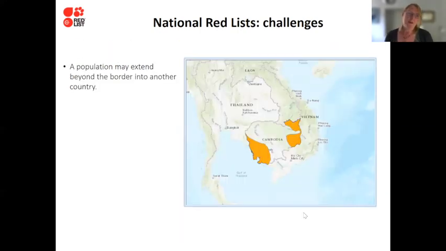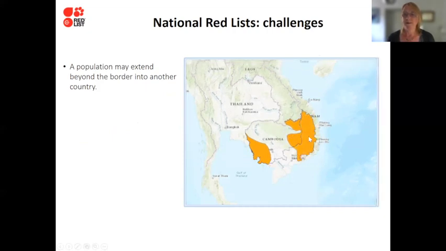So you may have a population occurring in your country, and you'll notice that I will focus a lot on Cambodia as an example throughout this whole presentation. So you may have a population that extends beyond the border into another country. It's a continuous kind of meta-population that crosses a border. So in this example, we've got the population in Cambodia, but it also extends into Vietnam. So you need to consider what is happening in Vietnam and how that affects your population within Cambodia.